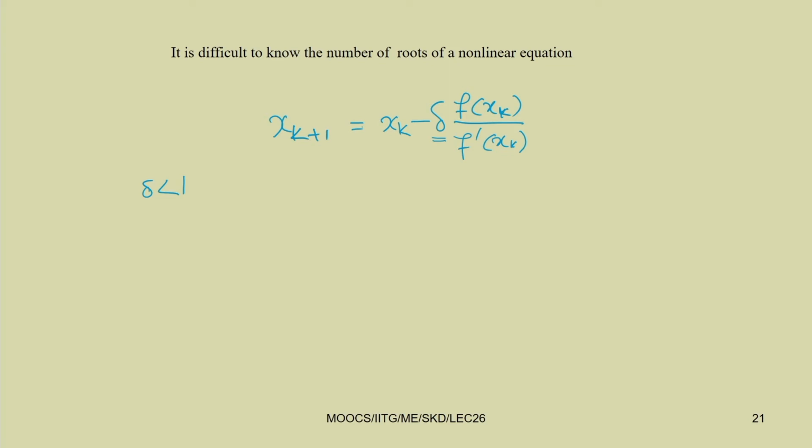This may be desirable if the function f x is not smooth, with many local variations. In that case it will decelerate. But if we take delta greater than 1, it will accelerate. You just see, if delta is greater than 1, this term will be small. So, if delta is greater than 1, the iteration is accelerated. Here the iteration is decelerated and here the iteration is accelerated.